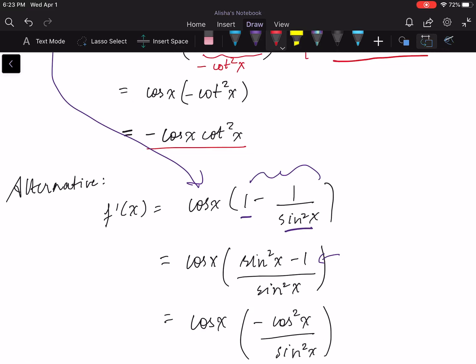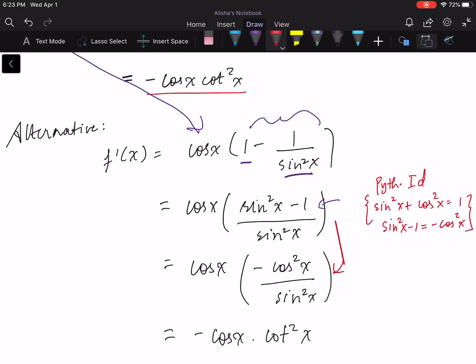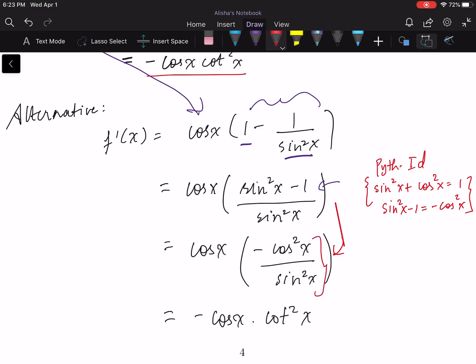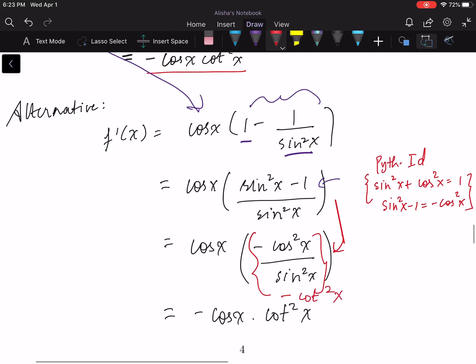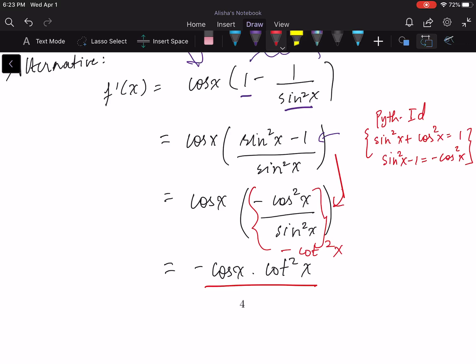And remember, from the Pythagorean identity, we know that sine square x plus cosine square x equals 1. And this tells me that sine square x minus 1 is going to be negative cosine square x. So I can replace that numerator by negative cosine square x, and then all of this is just negative cotangent square x. So that's how we get down to the expression we are looking for.